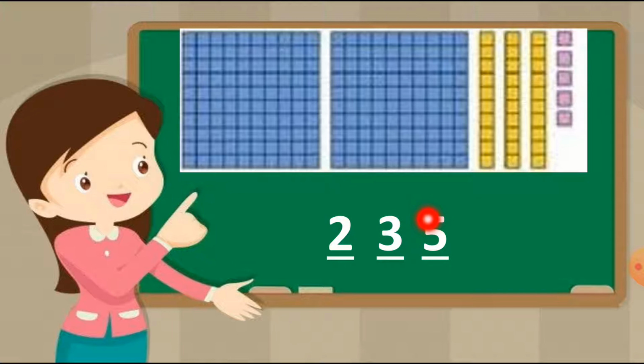So how do we read this number? This is the hundreds place, so we read 200, and then 235. We read this as 235. I repeat, and please repeat with me, students: 235. This way you have to count and write down this type of number.